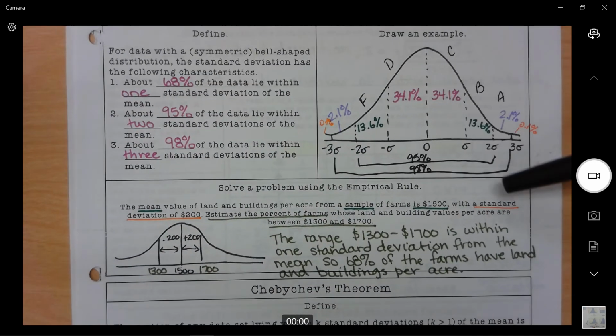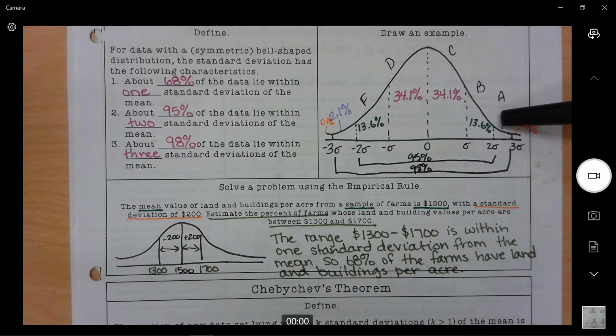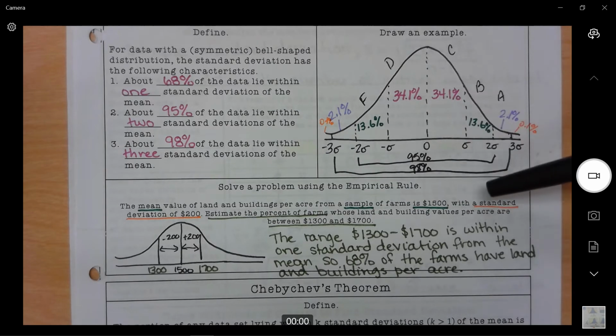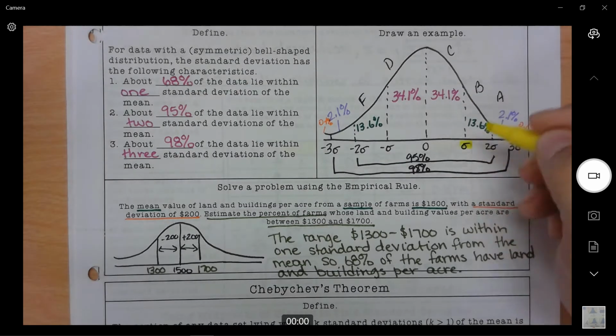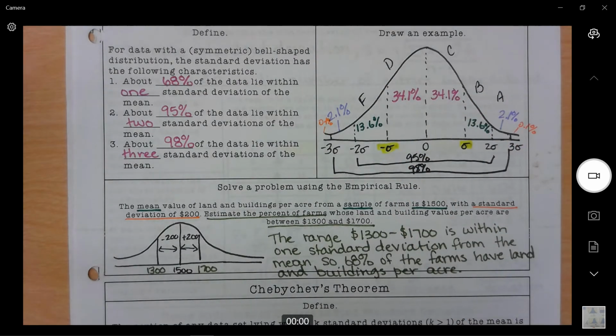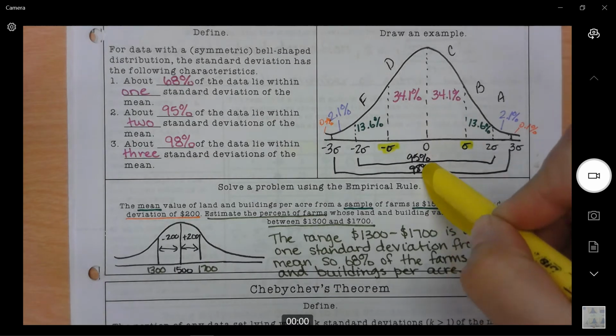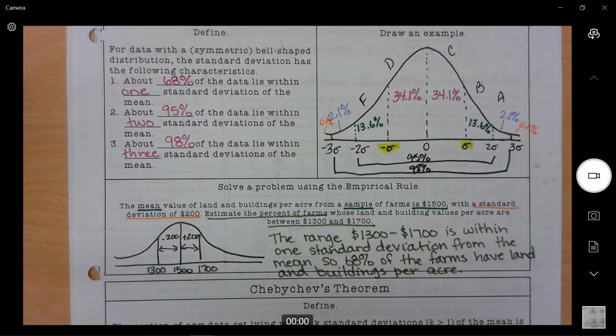So when we're looking at it, you can actually use that to find information about where things are. Now, if you look at the bottom here, you'll notice that I have the sigma symbols, positive and negative. And the middle is 0. That is where your mean is.